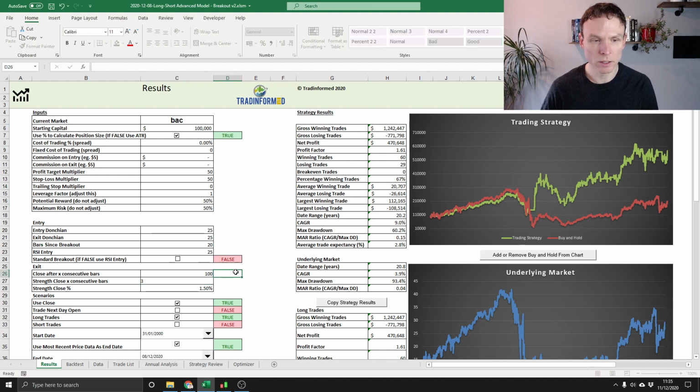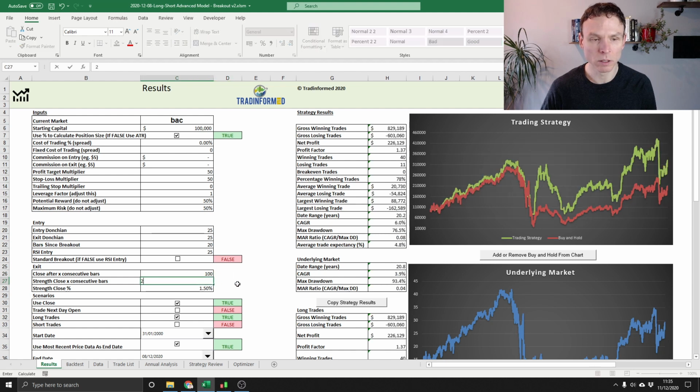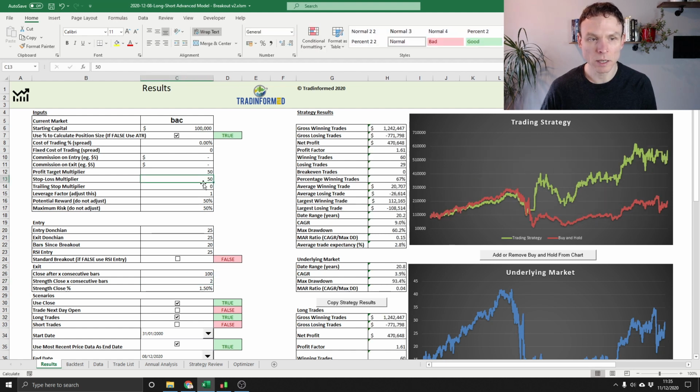We can try different things. We can try some of these settings, but I'm not going to do that in any great detail. We could try adding a stop loss. We can try optimizing this, but I'm happy with that. So I'm going to hit this button.